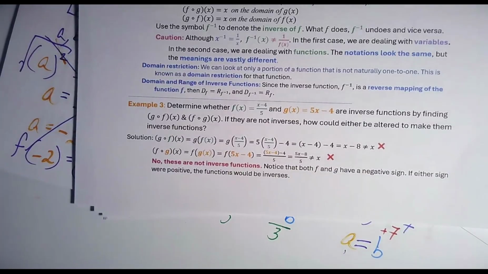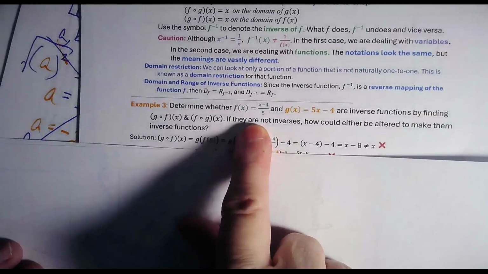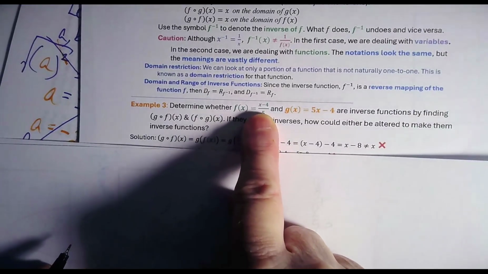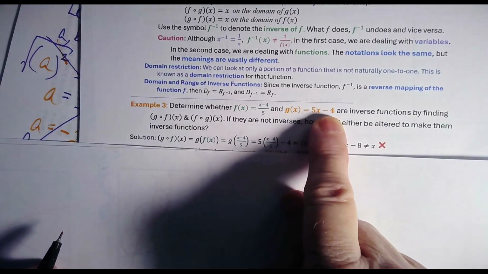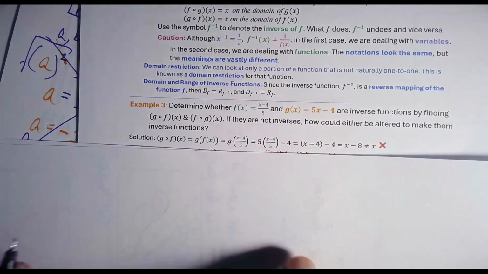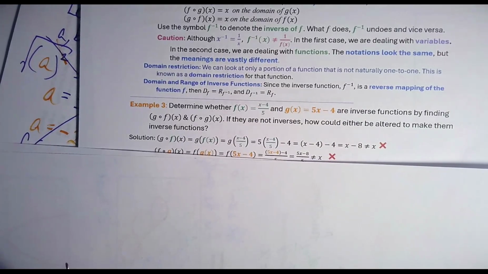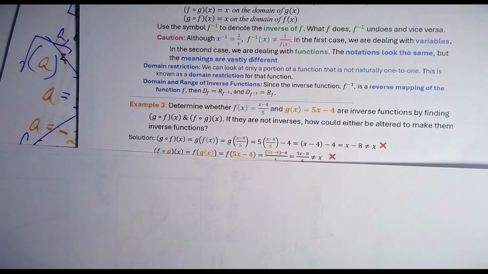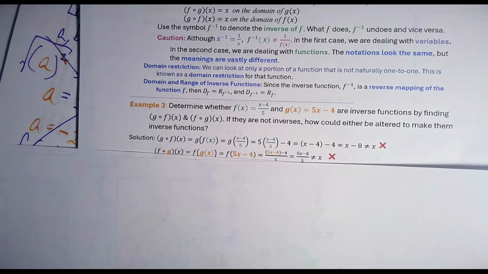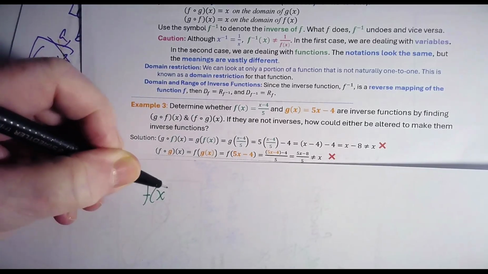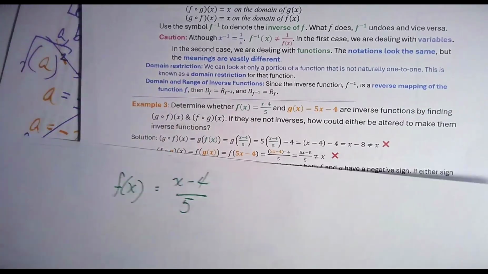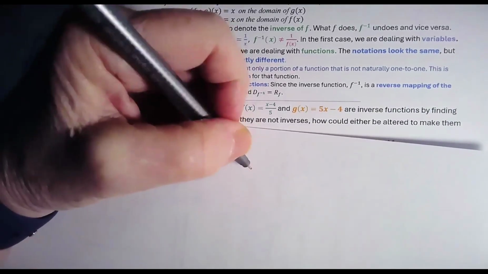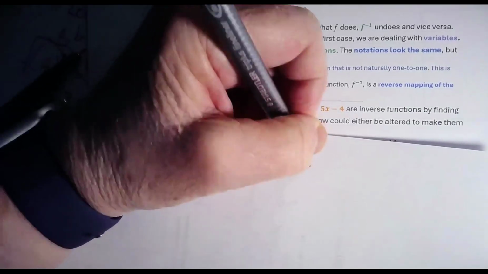Example 3. I want to see if f of x equals (x minus 4) over 5 and g of x equals 5x minus 4 are inverse functions. So let's see. F was green. Is F green? Yes. Sweet. And it's (x minus 4) over 5. And G is orange.